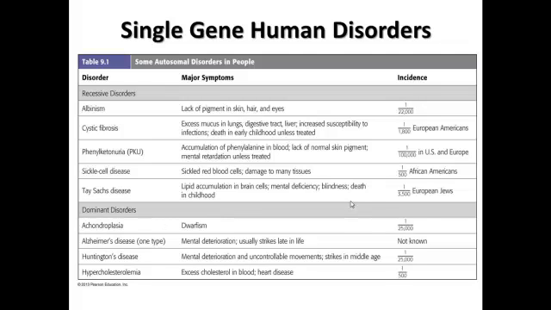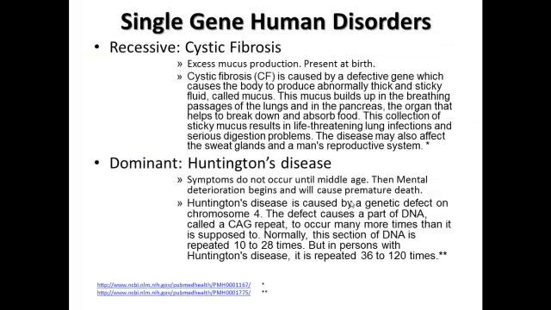And your book talks about hypercholesterolemia, where if an individual has the dominant version of this gene, they have a lot of cholesterol in their blood and may have heart attacks as early as the age of 30. And if you look at the incidence on the far right of this graph, 1 in 500 individuals carries this, which is relatively common. Moving on, we'll take a little bit of a closer look at cystic fibrosis and then a closer look at Huntington's disease.